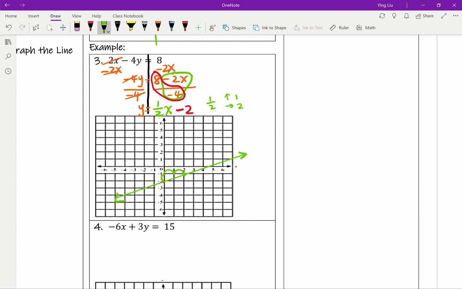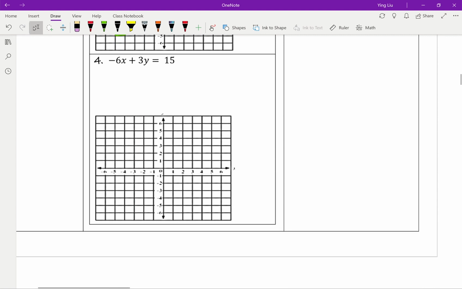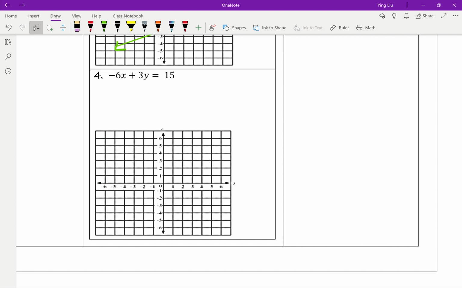Let's try another example. So negative 6x plus 3y equals 15. So first, we're going to solve for y. So add 6x on both sides so that we can get rid of the negative 6x. And then we have 3y equals 15 plus 6x. And then we will divide it by 3.